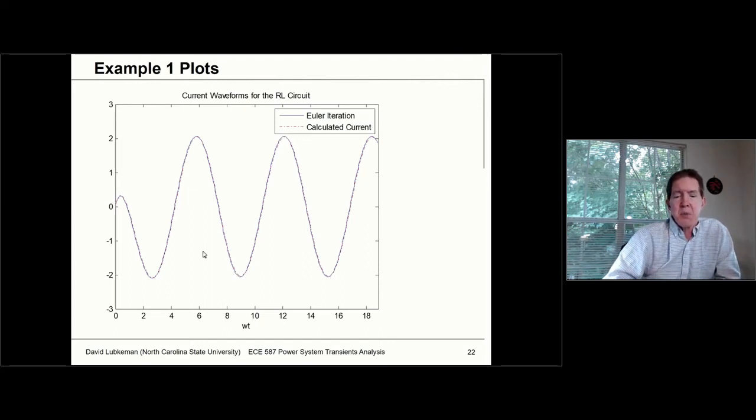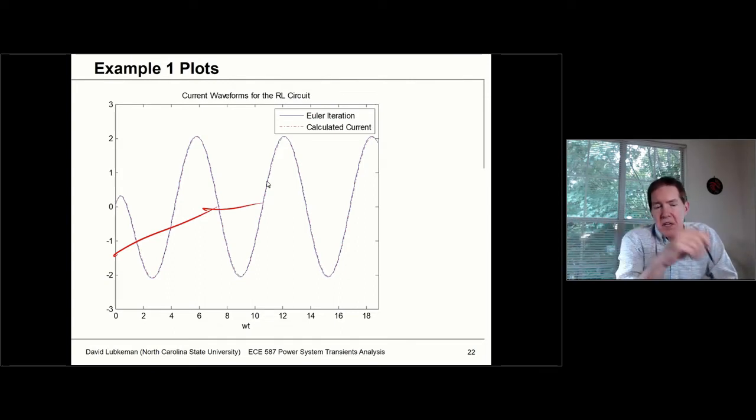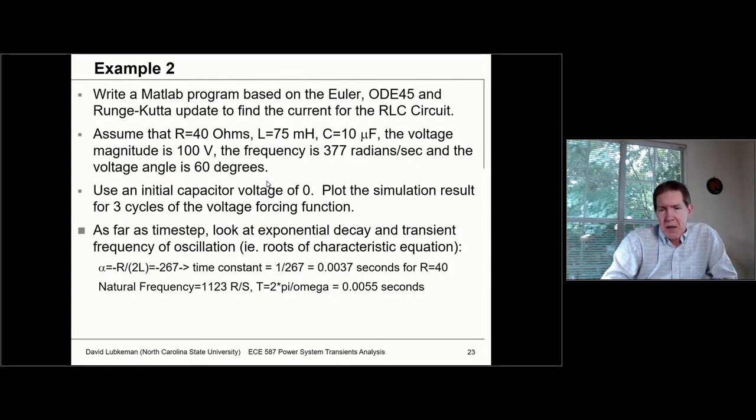There's not a whole bunch of DC offset in this situation, maybe just a little bit. But it actually converges pretty fast, and then it matches up pretty well with the calculated result. And so this was a pretty well-conditioned problem as far as applying the Euler integration rule. Now let's make this a little bit more complicated.